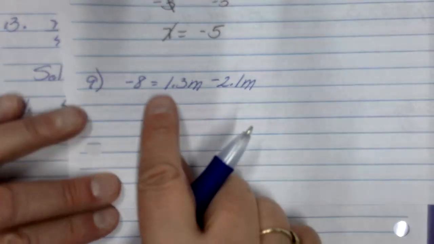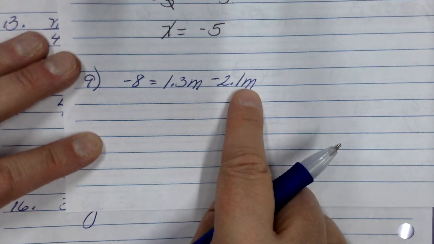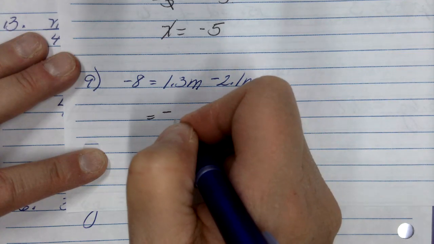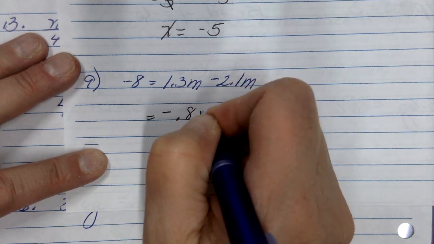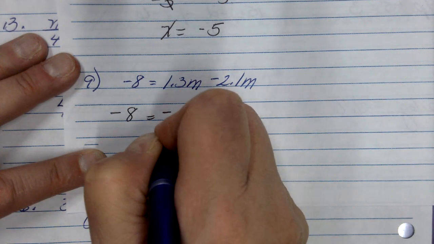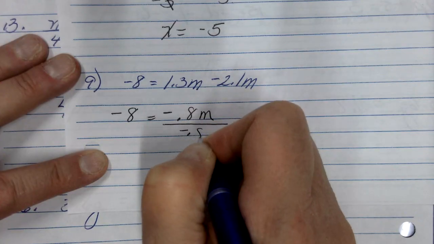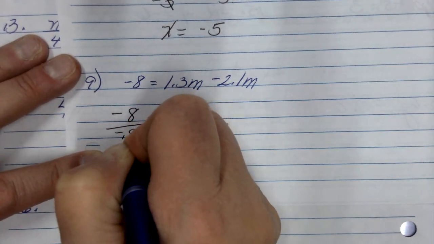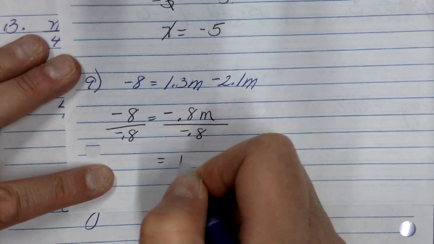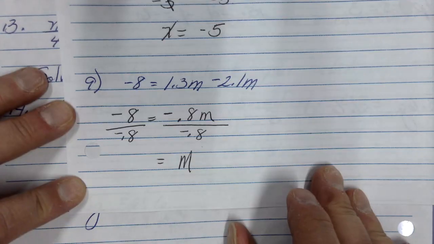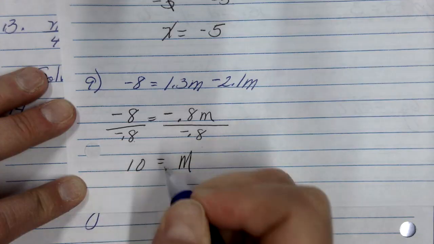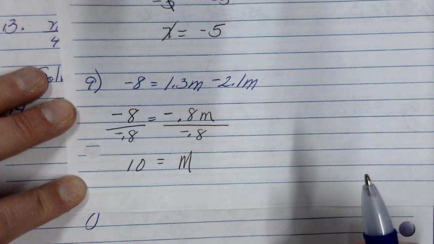All right, we have 1.3m minus 2.1m. That's going to be a negative 0.8m. And this is negative 8. We're going to divide both sides by negative 0.8. The negatives will cancel out. The 0.8s will cancel out. You're left with m on the right-hand side. 8 divided by 0.8 is going to be 10. A negative divided by negative is positive.